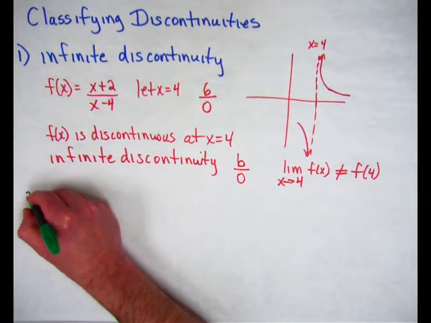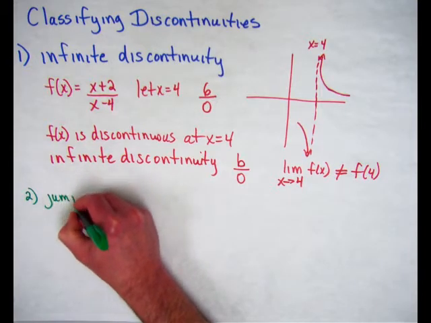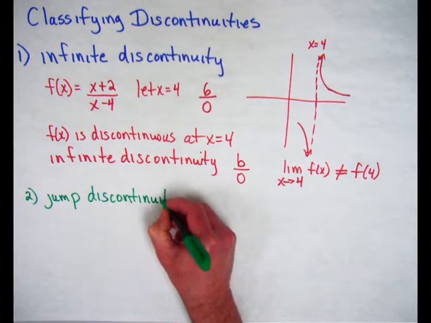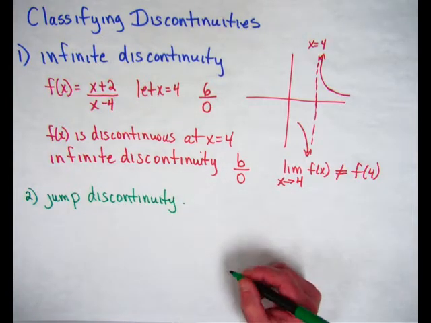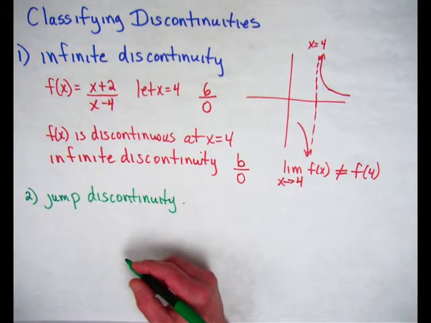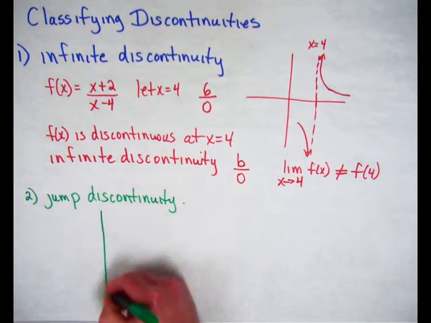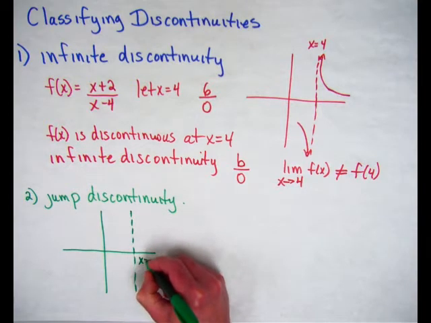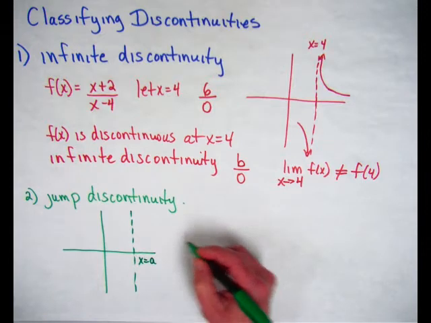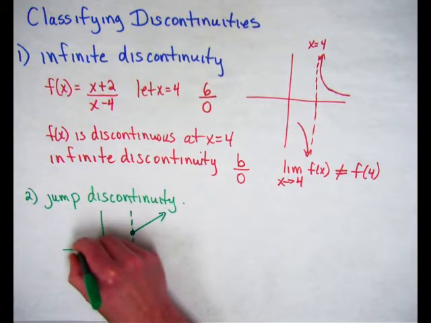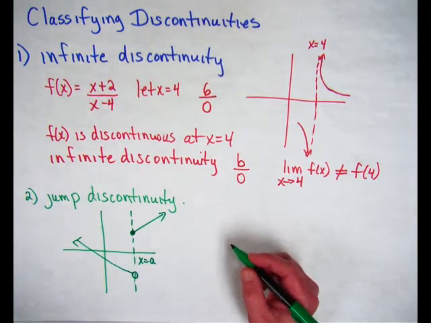The second category is called a jump discontinuity. We're going to see those in functions that we call piecewise functions. I'm not going to actually do an example of a function, I'll just show you what it would look like with a picture. We've done this earlier. If you had a graph, and let's say this point was x equals a, and our graph looks something like this. That's just an example of a piecewise function.